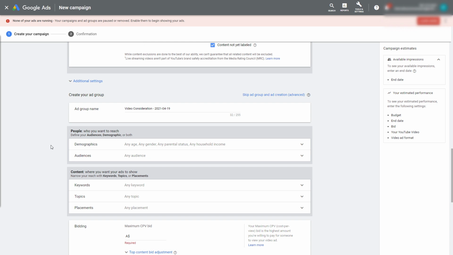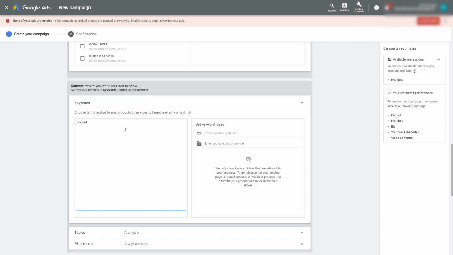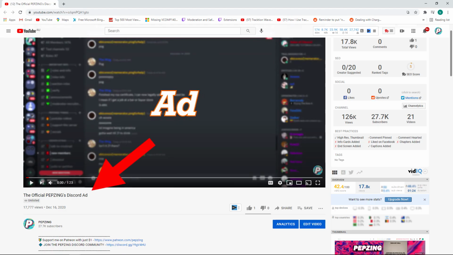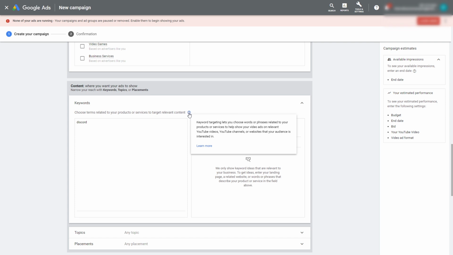The campaigns then hold your ad groups, which is where you target your audience in even more detail. The first ads we ran had the keyword of Discord, so if a video has Discord mentioned in its title, description, tags, or just talks about Discord in its channel, then our ad will most likely show there.